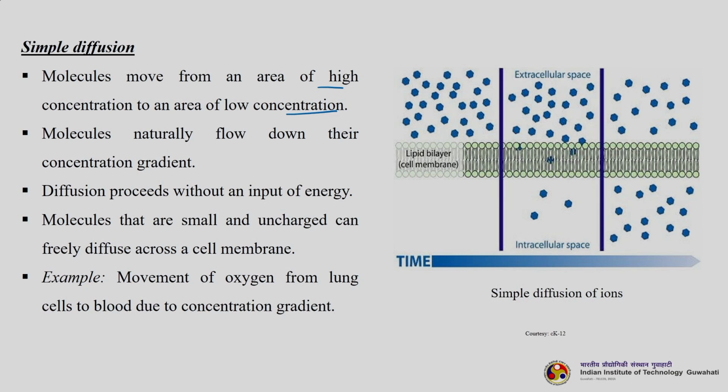So, molecules naturally flow down their concentration gradient, and diffusion proceeds without an input of energy. Molecules that are small and uncharged can freely diffuse across the cell membrane. So, one example is movement of oxygen from lung cells to blood due to concentration gradient.